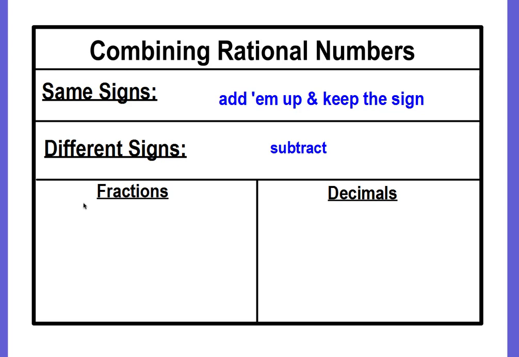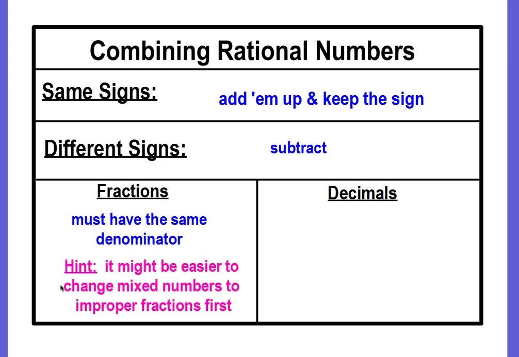Okay, so now that we've got the signs, we have to think about how to add and subtract fractions, how to add and subtract decimals. This is what we did in elementary school. So as a reminder, when you're adding or subtracting fractions, they must have the same denominator. You have to have a common denominator. They have to be the same size.